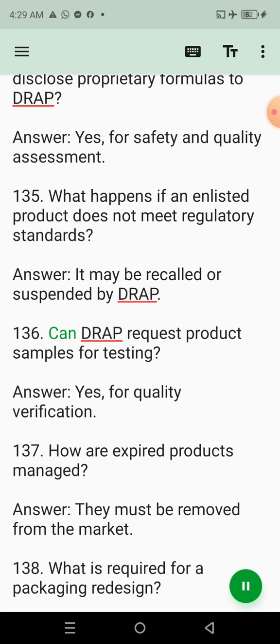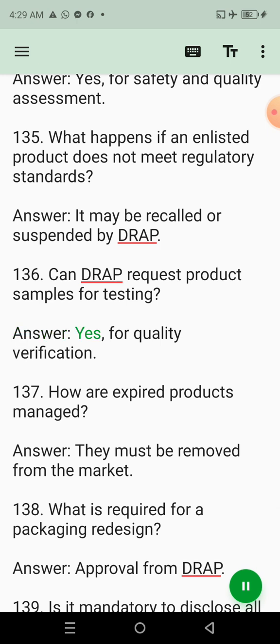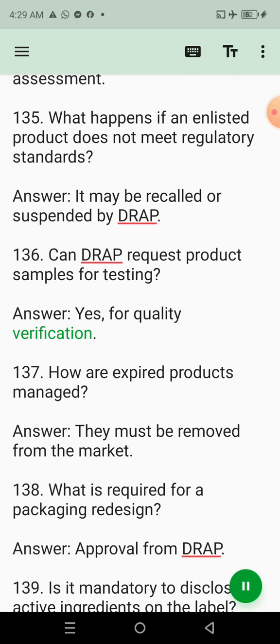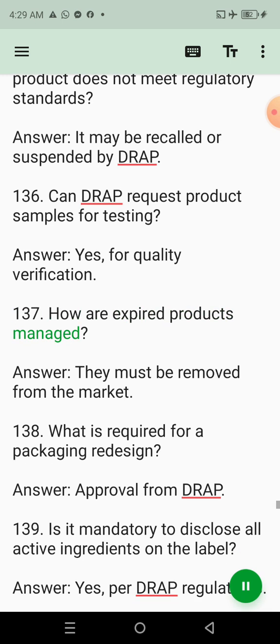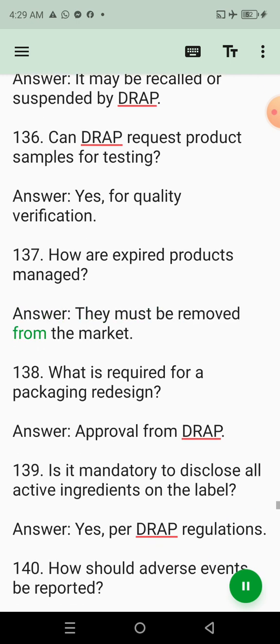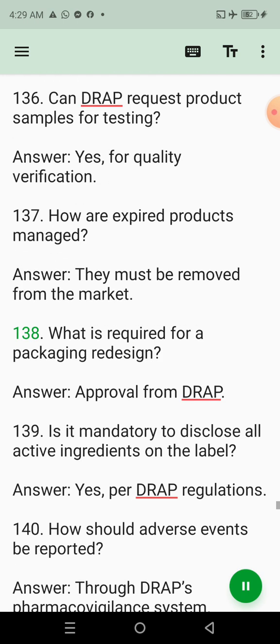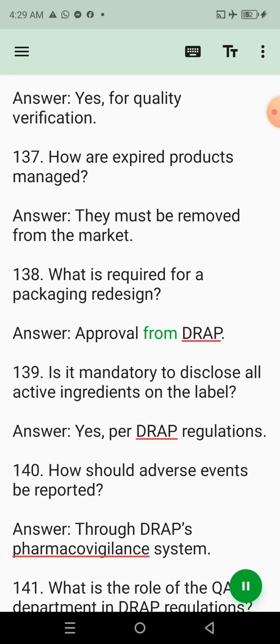136. Can DRAP request product samples for testing? Answer. Yes, for quality verification. 137. How are expired products managed? Answer. They must be removed from the market. 138. What is required for a packaging redesign? Answer. Approval from DRAP.